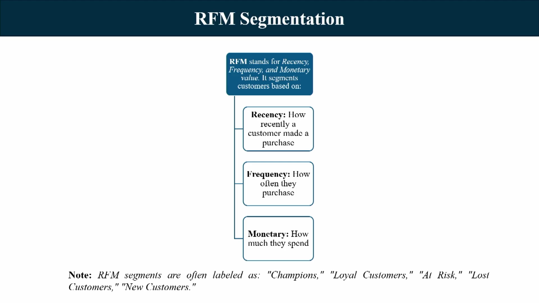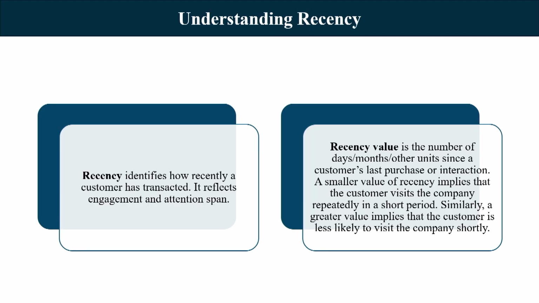This is a simple yet powerful framework that helps businesses identify their best customers, spot those at risk of churn and prioritize marketing efforts efficiently. The RFM segments are often labeled as champions, loyal customers, at risk customers, lost customers and new customers. We will try to understand each of this terminology as we dive into this session. First, let us understand the concept of recency.